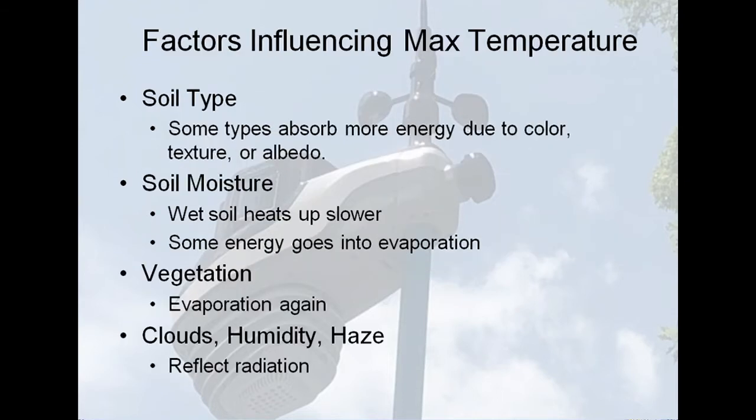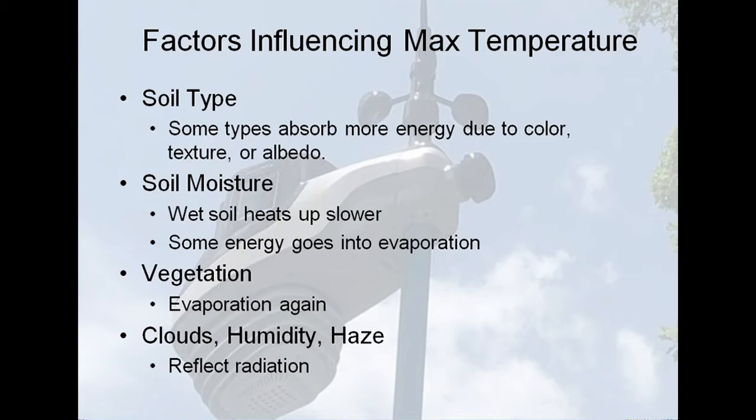All right, factors influencing maximum temperature. What influences the maximum temperature is the soil type. Some types of soil absorb more energy due to color, texture, or albedo. We talked about that in the last video. Say a smooth dirt will emit more than a rough dirt, which would just absorb that radiation and not emit so much, or maybe create a lot of shadows over a rough ground. You could think of it like that, and that keeps that ground cooler too. So texture has a lot to do with it.